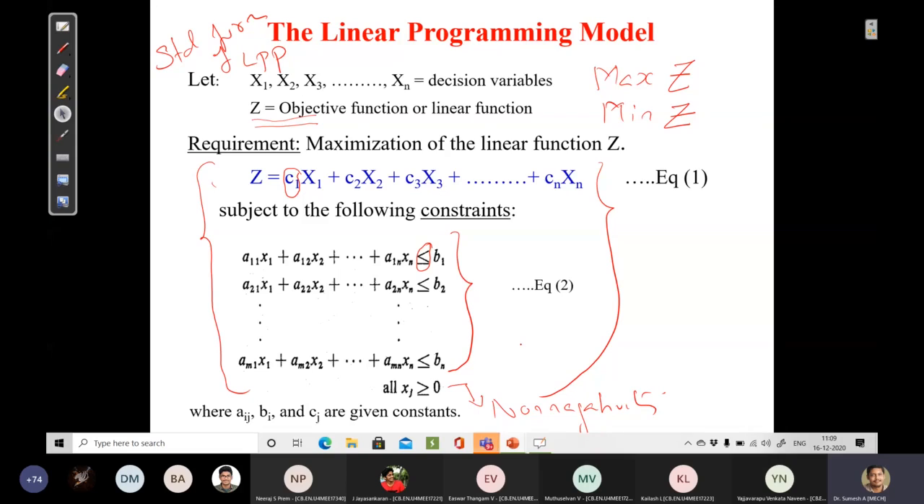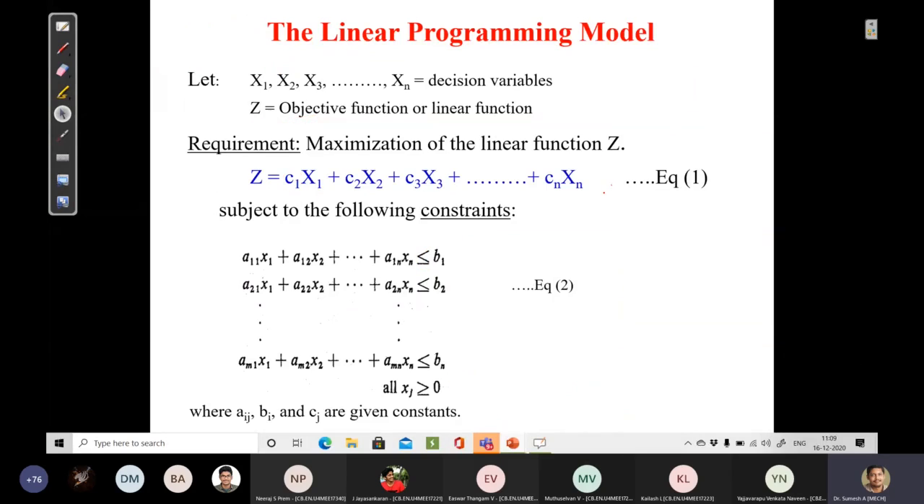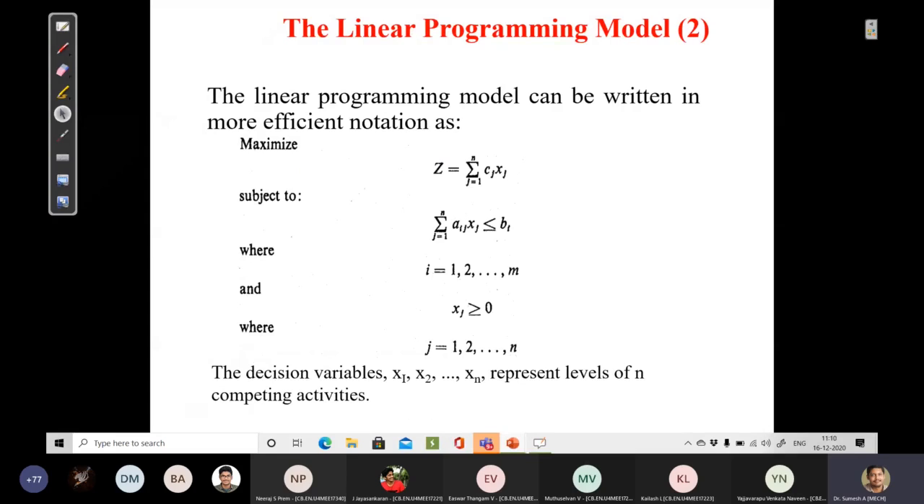Any doubts in this? Is the standard form clear? Whenever you attempt a problem, first you have to write what the decision variables are. Then you have to write what the objective function is, whether to maximize or to minimize. Then you have to write the constraints. And finally, the non-negativity constraint you need to add. This is another way, shortened and written. Anyhow, no need to shorten it like this. You can practice this. Now we will go to the next problem.